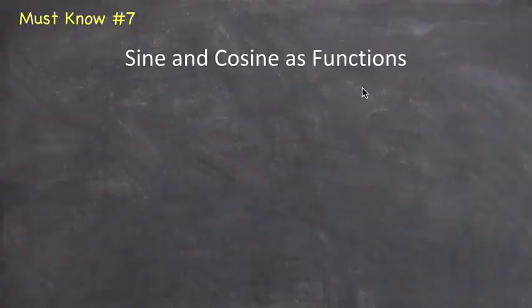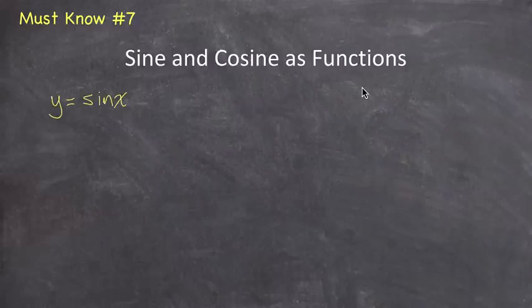Must know number 7. Sine and cosine as functions. Let's start with sine. If we were to think of sine as a function, so y equals sine x, it shows the relationship between x, which is our angle, and y, which is equal to the whole sine ratio of the angle. We could create a bunch of xy pairs and graph and see what the function looks like. So that's what I'll do.